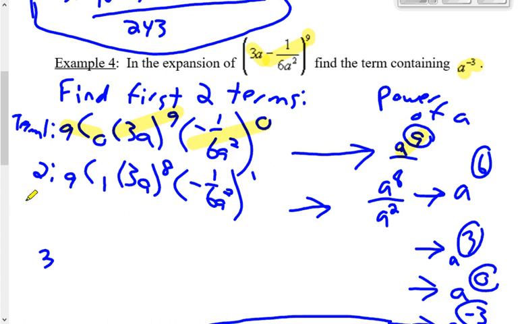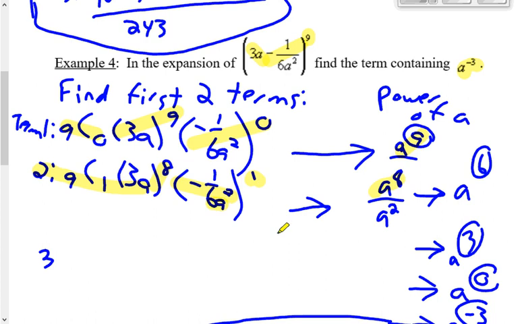Then we go to the second term. So instead of 9 choose 0, 9 choose 1. Our 3a is now raised to the 8th because 9 take away 1 is 8. Our negative 1 over 6a squared, it's raised to the 1. So look at the numerator now. There's going to be an a to the 8th in the top. Look at the denominator.